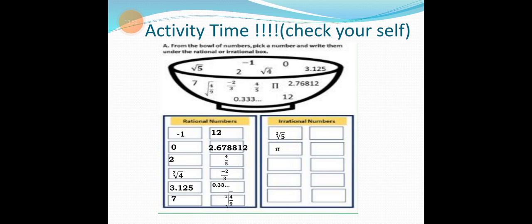Check yourself. From the bowl of numbers, pick a number and write it under the rational or irrational box. Minus 1, as you know, comes in the box of rational numbers. Then 0, 2, square root of 4, 3.125, 7 over 12, and this decimal fraction 2.678812, 4 over 5, minus 2 over 3, 0.33, and so on. These are all rational numbers, while pi and square root of 5 are irrational numbers.